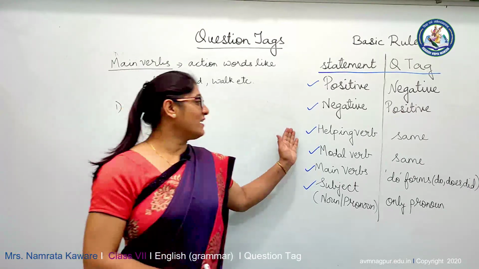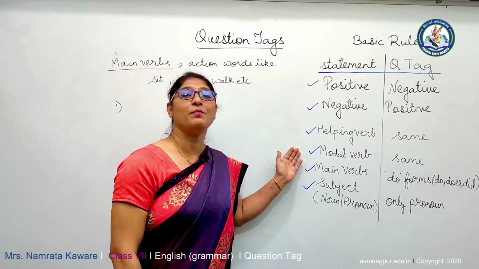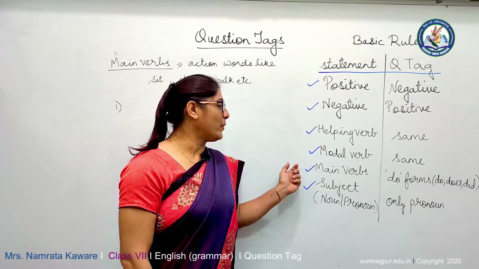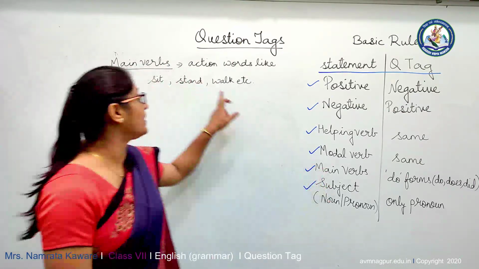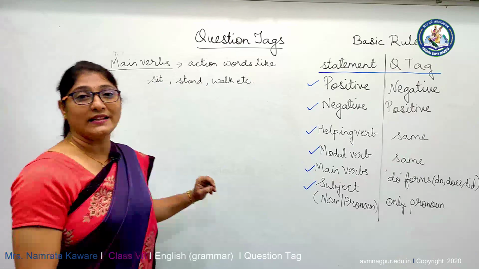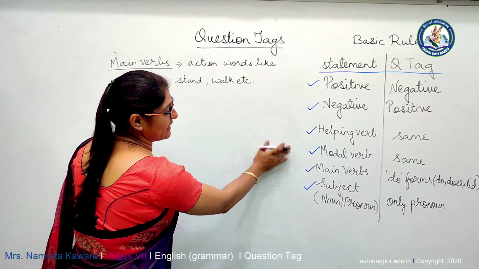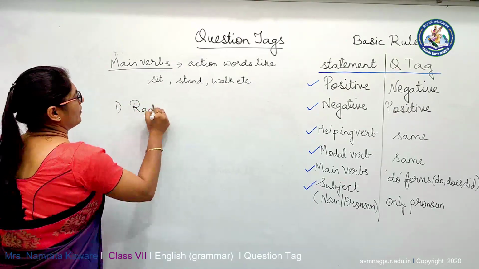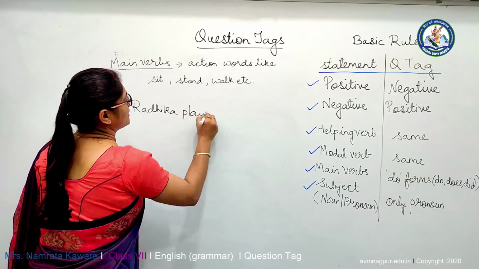We already learnt about the helping verbs, is, am, are, was, were, etc. We learnt about modal verbs, can, could, must, should, etc. Now we'll see what happens if both of these are not present and only main verbs, like action words, are there. For example, if both of them are absent in the sentence and only a main verb is there: Radhika plays chess.